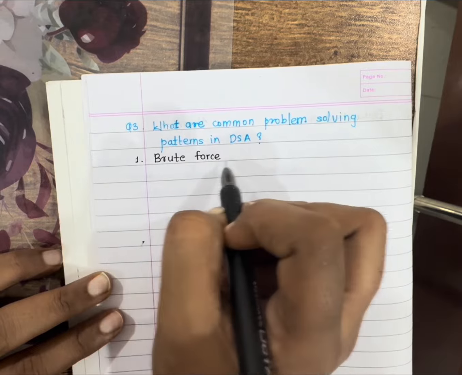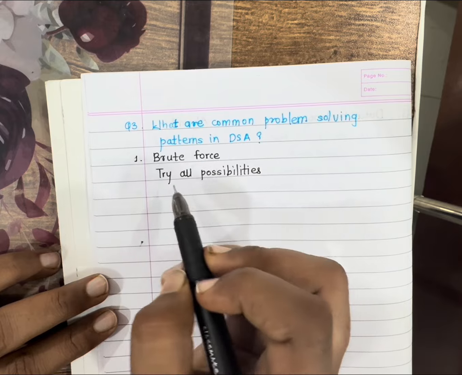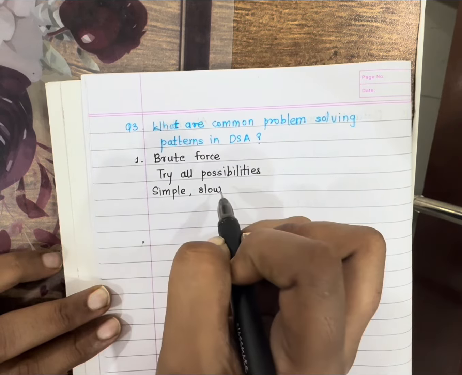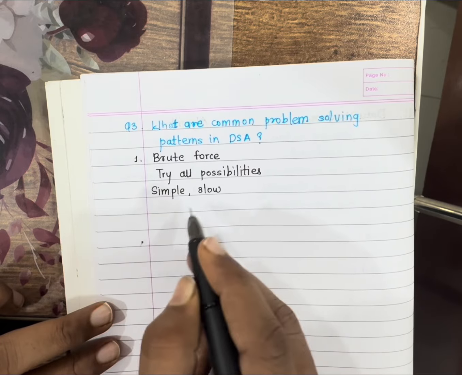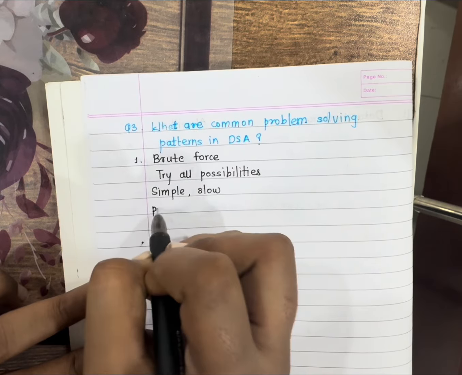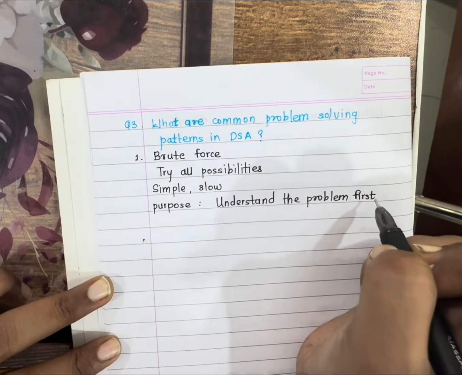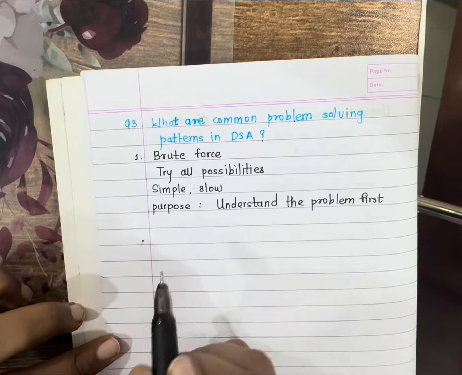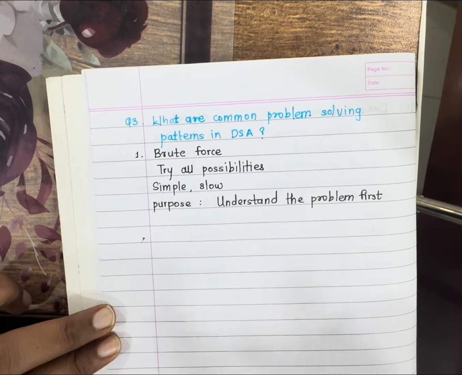We can say what it means: try all possibilities. What does the brute force approach say? Try all possibilities. It is obviously simple and slow, and the time complexity is usually bad over here. And what is the purpose of this brute force? Understand the problem first. If you're skipping the brute force approach, you're guessing, not solving. Okay, so the brute force approach says try all the possibilities.